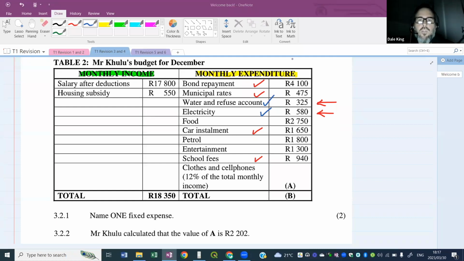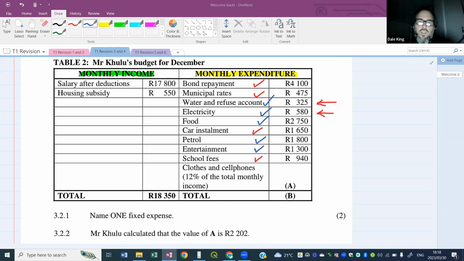There we go. Variable. Good. And petrol will obviously be variable depending on how far this person travels. Entertainment could also be variable. Clothes and cell phones, now this is an interesting one. Clothes and cell phones, 12% of the total monthly income. Good, good. Now, the last one, clothes and cell phones.